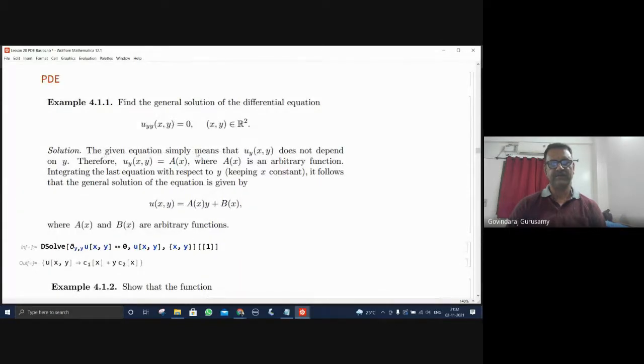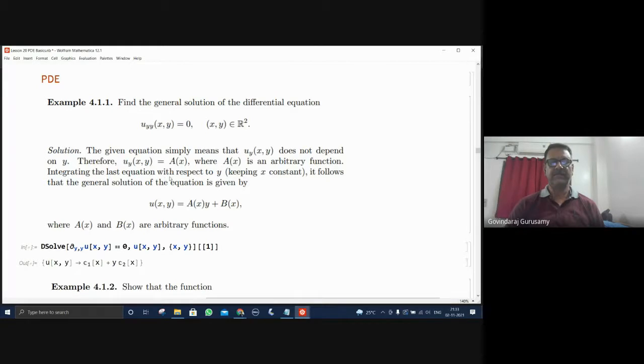This given equation simply means that u of x, y does not depend on y. Then only this is possible. Then other things automatically fall in. You can follow that. So you write it as u of x, y equal to a of x, where a of x is an arbitrary function.